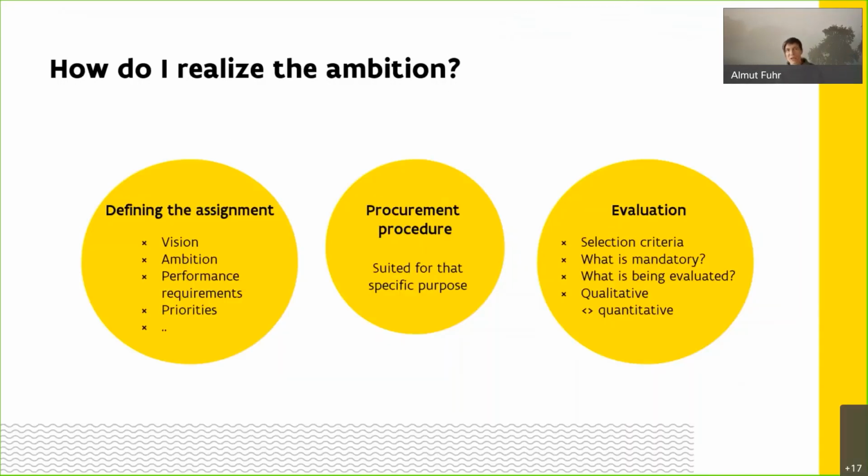And then the main question, how do I realize the ambition? Everybody knows the tools we have within public procurement. Of course, defining the assignment is for us the most important part, where we put the vision, ambition, performance requirements, priorities, etc. in it, where we really describe what we want. Then, of course, you have to select a procedure that is suited for that specific purpose. And you have the possibilities to work with selection criteria and award criteria and to evaluate what you want to evaluate. But it's really good to think about what I really want to evaluate and in which manner. Is it qualitative or quantitative?